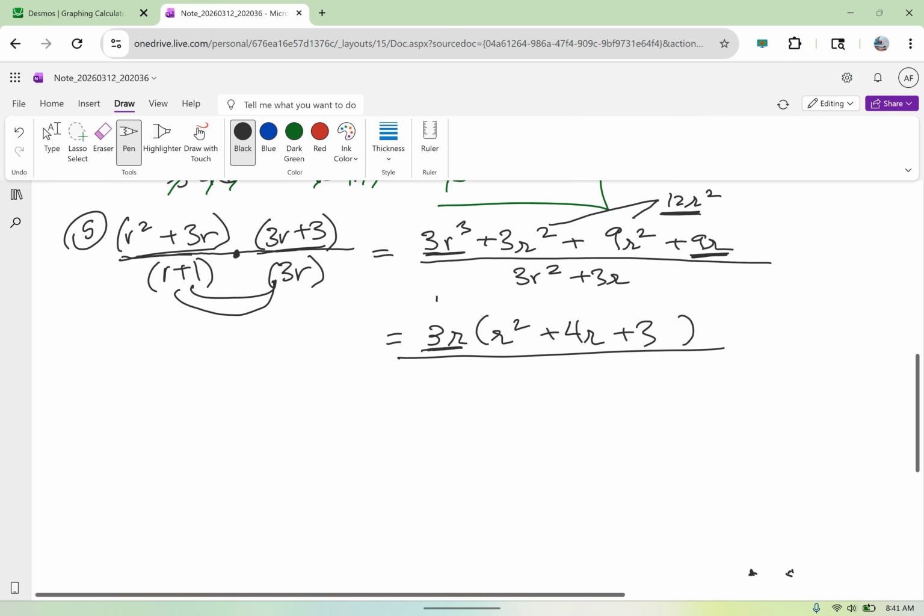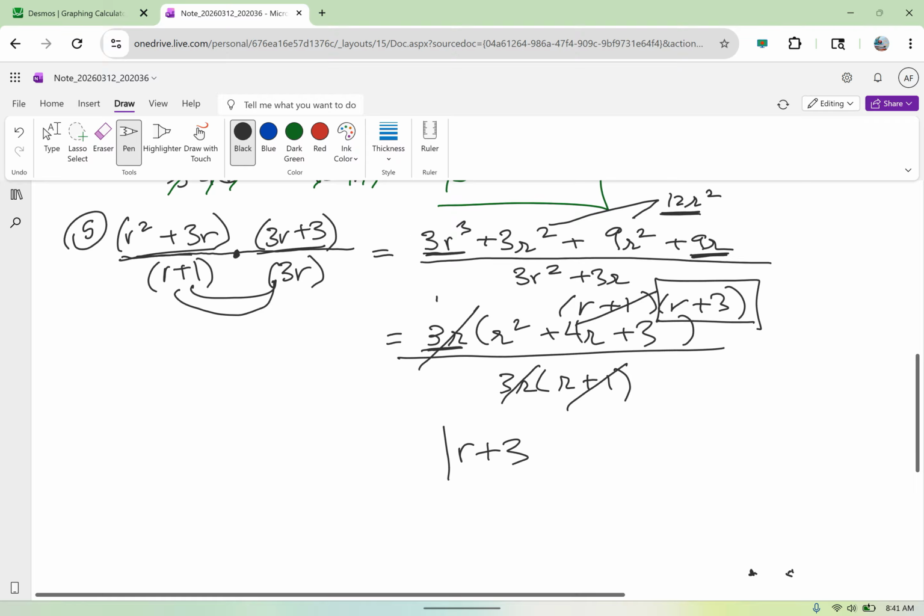All right, in my numerator, I'm going to factor out a 3r in the denominator, like so. And notice this can be factored. And this is r plus 1, r plus 3. So now I can cancel. So my 3r's cancel, the r plus 1 cancels, and the only thing that's left is this. My answer is r plus 3. Isn't that so satisfying when it all cancels? All right, moving right along.